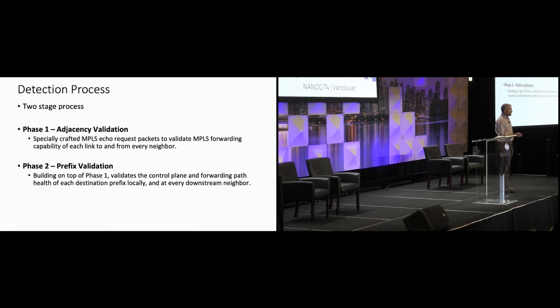If one of the links is broken, then we'll see the same breakage across all prefixes, and we may think that it's an issue with the prefix when it's really a link issue. So we address it using adjacency validation. And once we have that, we'll also use it as a building block for our prefix validation phase.